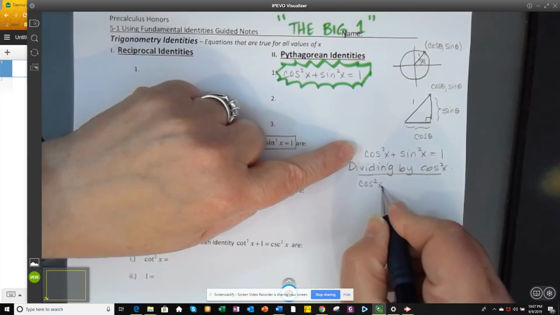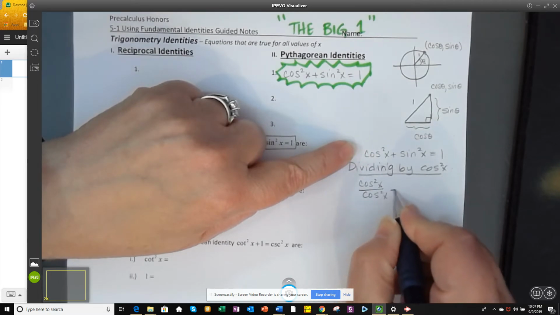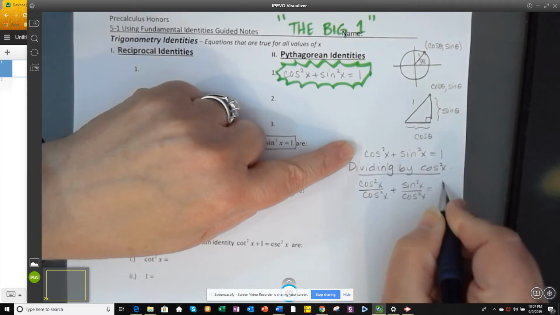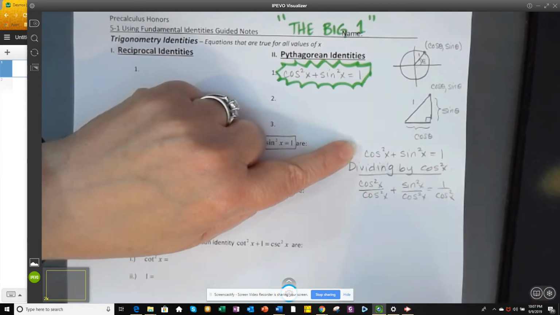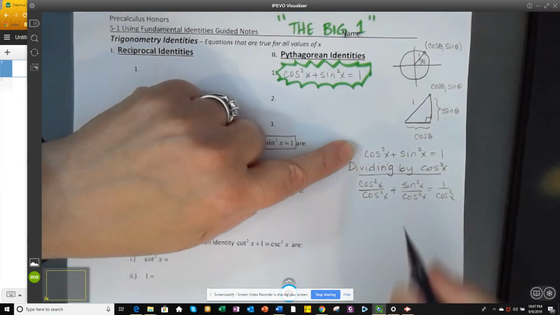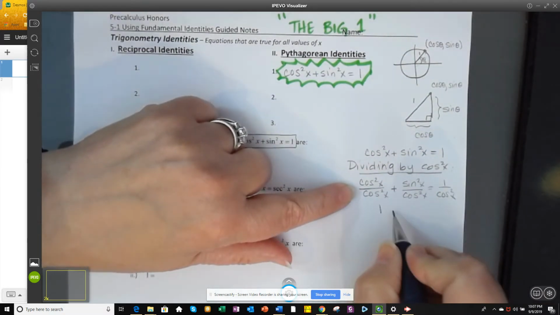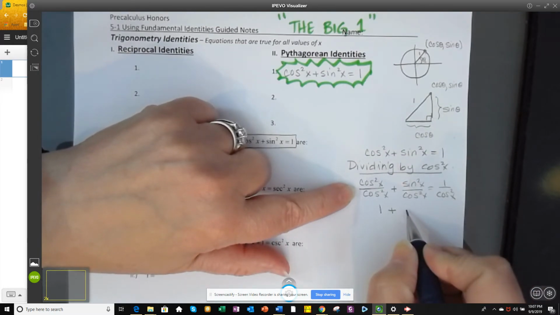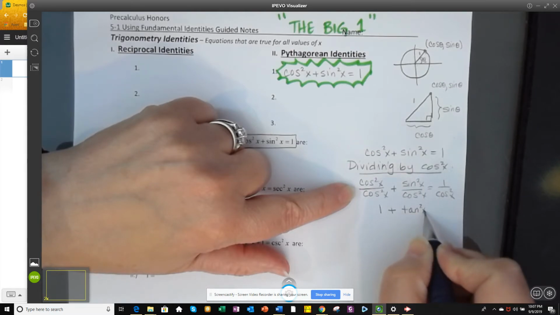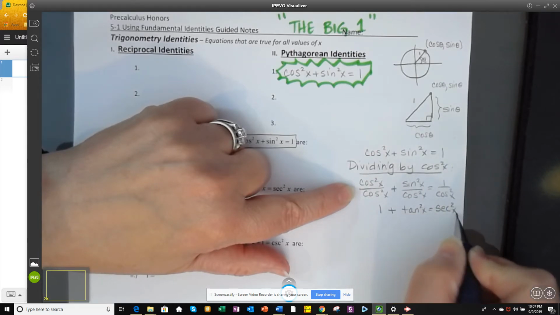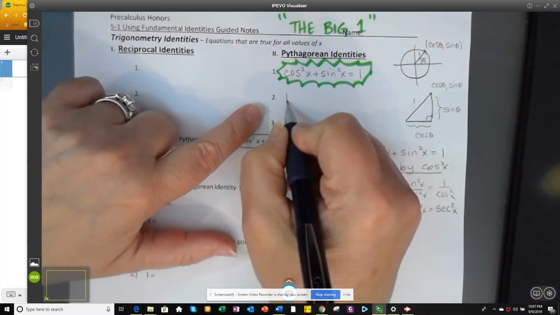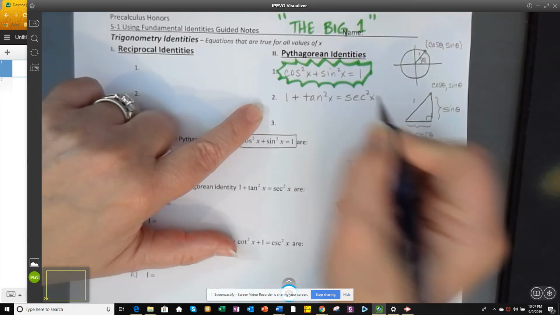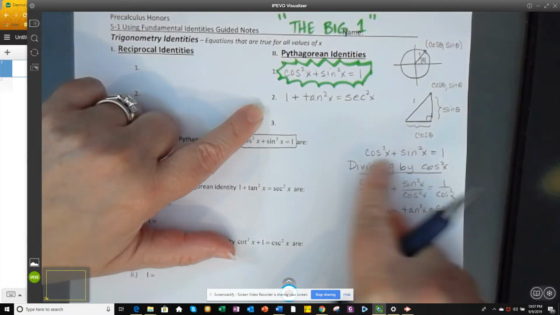cosine squared x over cosine squared x plus sine squared x over cosine squared x equals 1 over cosine squared x. Okay, now cosine squared over cosine squared is just 1, plus sine squared over cosine squared. Well, sine x over cosine x is tangent, so this would be tangent squared x equals secant squared x. So this is our second identity here: 1 plus tangent squared x equals secant squared x.